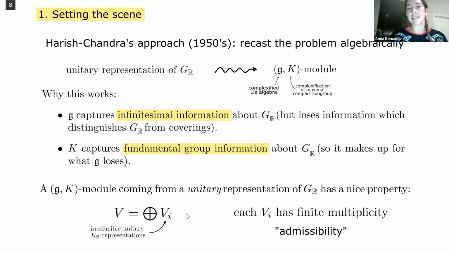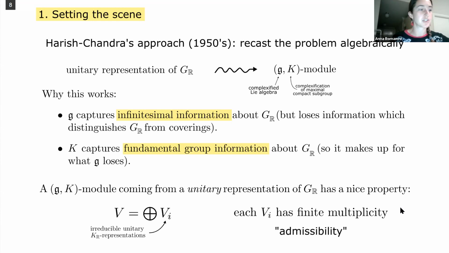But what happens if we start with a unitary representation is this doesn't happen. So if we have a unitary representation and restrict it to maximal compact and look at the decomposition into irreducibles, each irreducible only shows up finitely many times. And this property is what's called admissibility. So unitary representations lead to admissible GK modules. And they're not the only representations that lead to admissible GK modules, but it is a property of them.